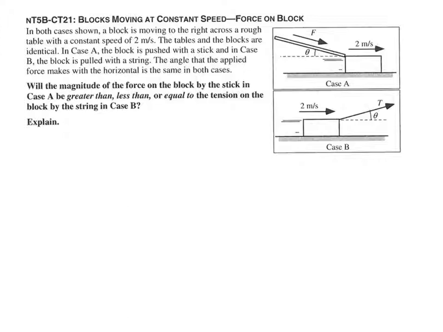Will the magnitude of the force on the block by the stick in case A be greater than, or less than, or equal to the tension on the block by the string in case B? So a couple of really important things to recognize. One, it is a rough table, which means there's friction. Second, it's moving with constant speed, which means the acceleration in both cases is 0, right? So we have that there is friction.